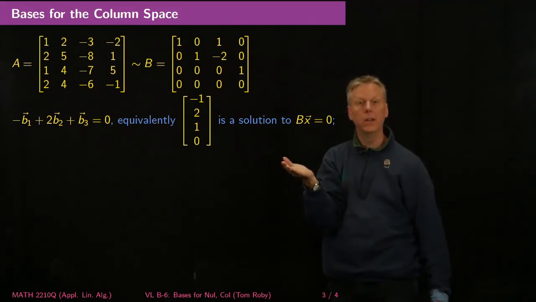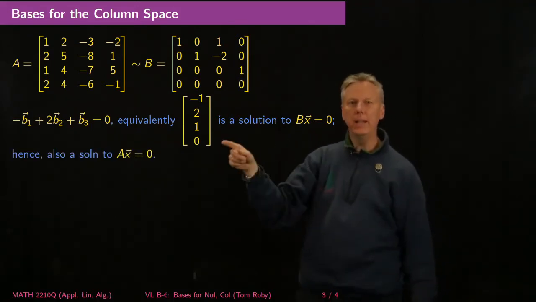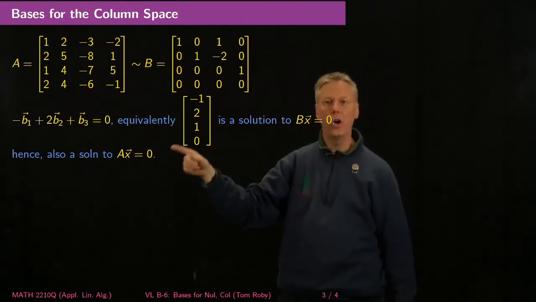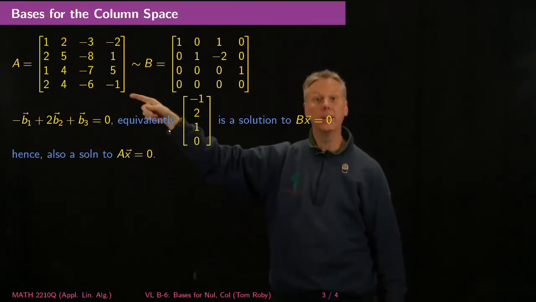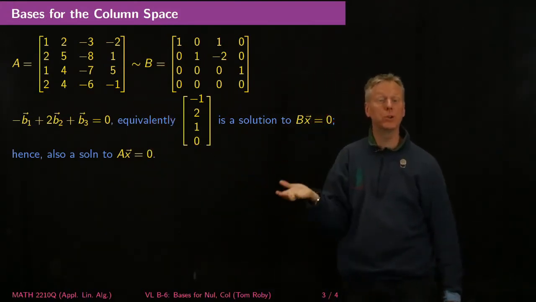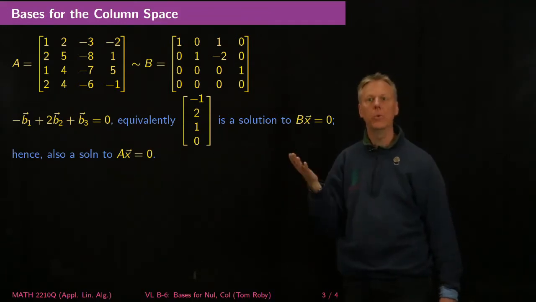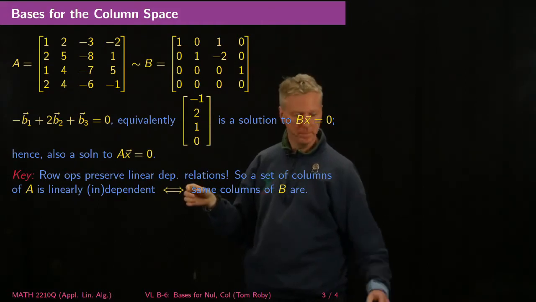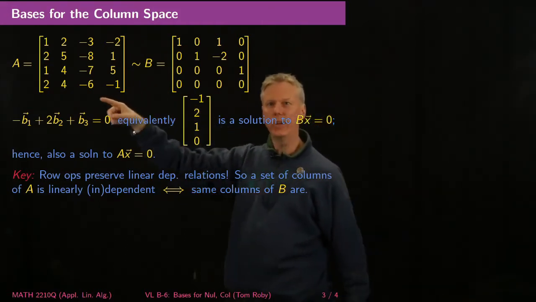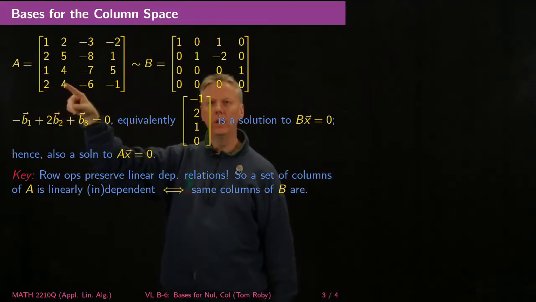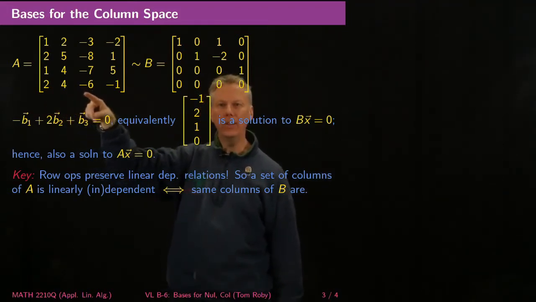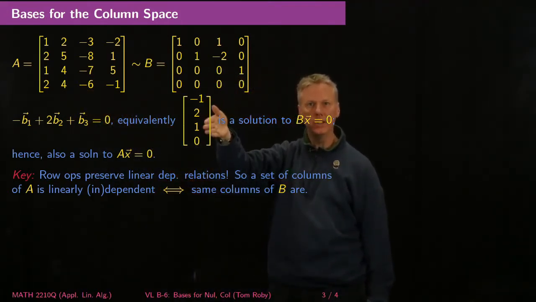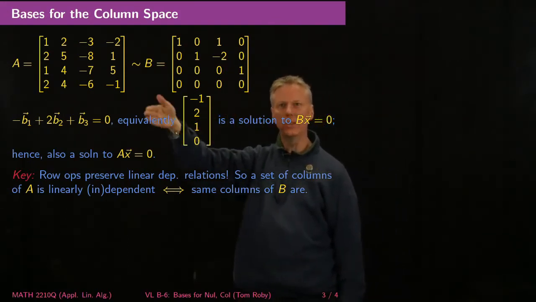So this is a solution to that, and you can just double check it if you like, right? But here's the key. If this vector is a homogeneous solution to Bx equals 0, it's also a homogeneous solution to Ax equals 0, right? Because that's how row reduction works, to preserve the solution sets. What does that mean? Well, that means then that if I look at the linear combination negative A1 plus 2A2 plus A3, that should also be 0, right? Because this is still in the null space. It's a solution to this, so it's a solution to this.